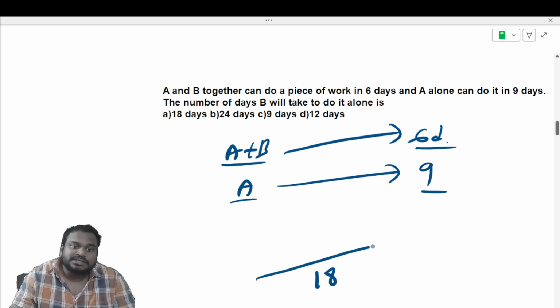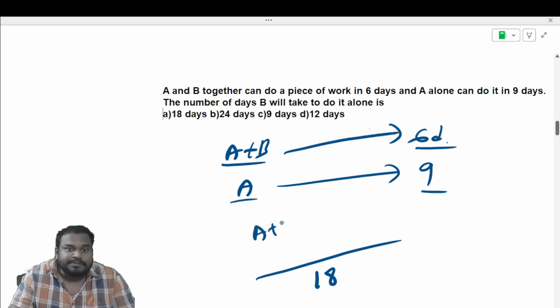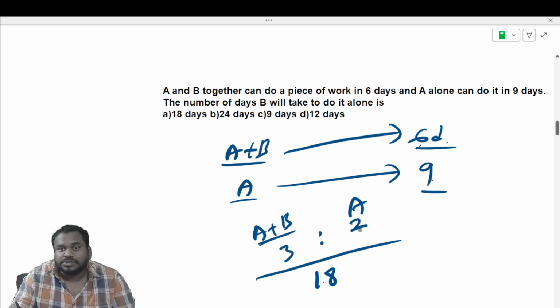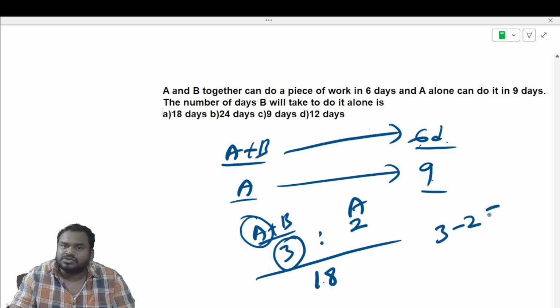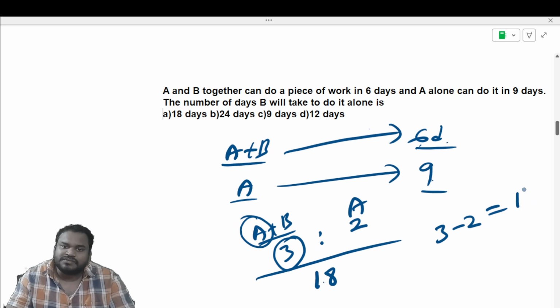So 18 is the total work they are supposed to do. Efficiency of A plus B is 18 divided by 6, nothing but 3. Efficiency of A alone is 18 divided by 9, which is 2. If I subtract A from A plus B, then I'll get B. So 3 minus 2 is 1. 1 is the efficiency of B alone.